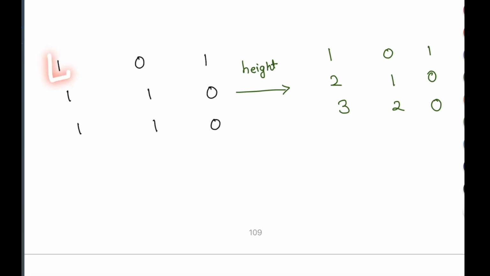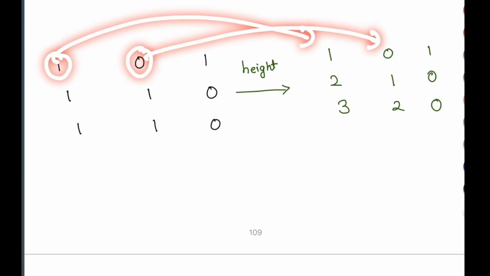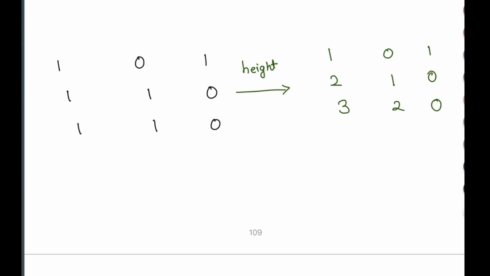When I am talking about this particular element, it cannot have a height more than 1, right? Because it doesn't have any element above this. So its height will be 1. Its height will be 0 because it is 0. Although definition wise this is a valid submatrix, we just need to count those submatrices which have ones, right? So let's ignore this. We are going to completely ignore all the elements which are 0.